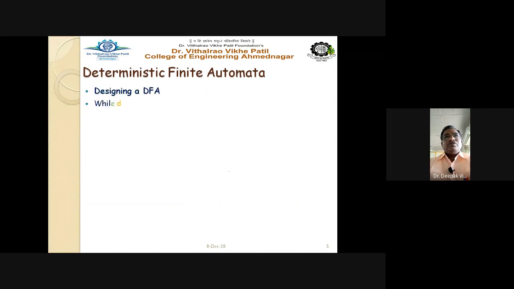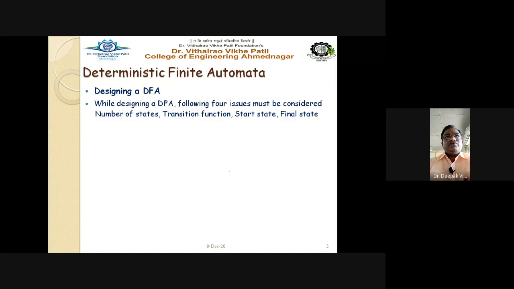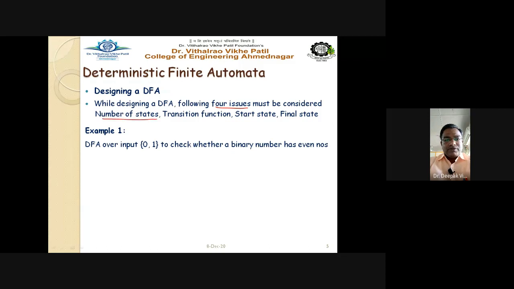So we'll see how to design a DFA. We'll see an example. Suppose there is a question to design a DFA, then which are the important points here? While designing a DFA, which things do we have to consider? The following four important points need to be considered. First, number of states. We have to find out the number of states.